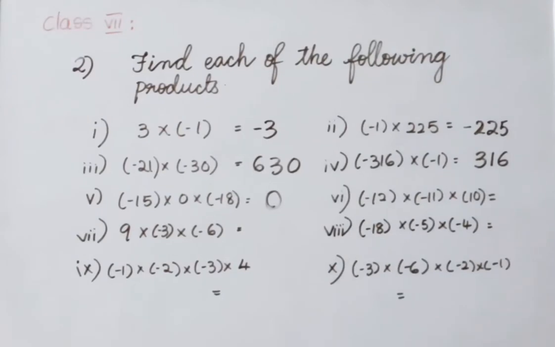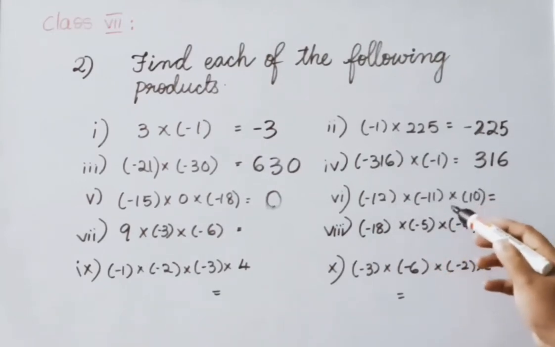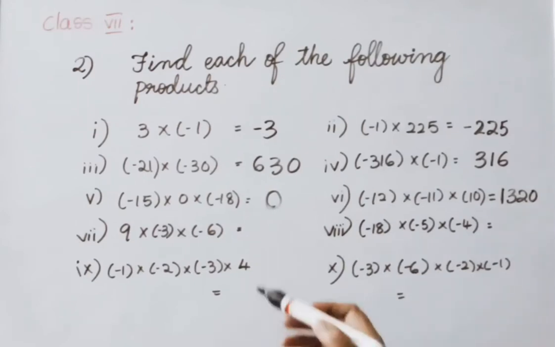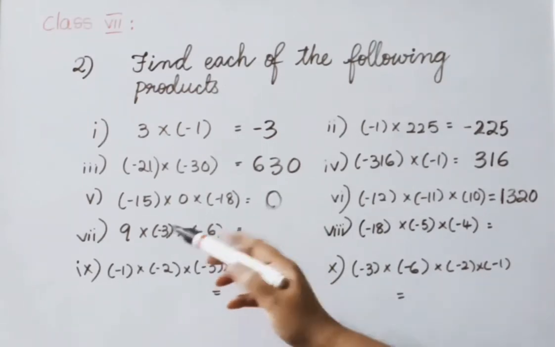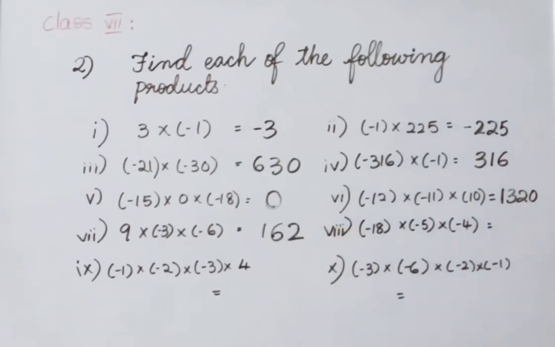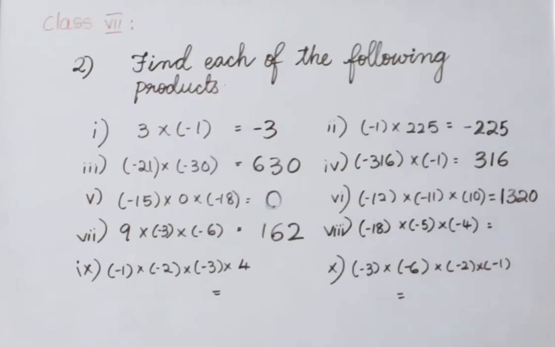Next, minus 12 into minus 11 into 10. Minus into minus is plus, 12 11s are 132. 132 tens are 1320. See next one, 9 into minus 3 into minus 6. Minus into minus is plus, 3 6s are 18. 18 9s are 162. See next one, minus 18 into minus 5 into minus 4.